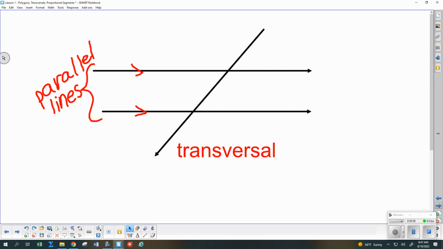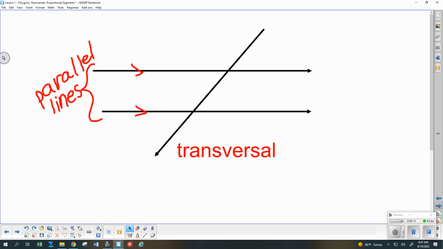So parallel lines are, for example, those two that go straight across. They can extend forever, and no matter how far they go, they're never going to cross each other. We mark those on a picture with matching little arrows. So you see my two little red arrows on those.